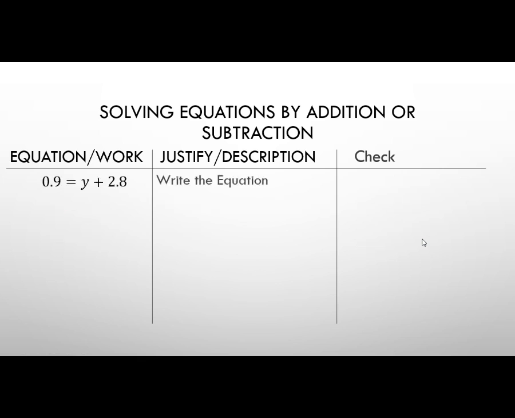Let's see another example. We've got 0.9 is equal to y plus 2.8. I'm going to focus in on the right-hand side this time because that's where the variable is. So I need to get rid of this plus 2.8. Opposite of adding is subtracting, so I'm going to be minusing a 2.8 from the right side, minusing a 2.8 from the left side of that equation.